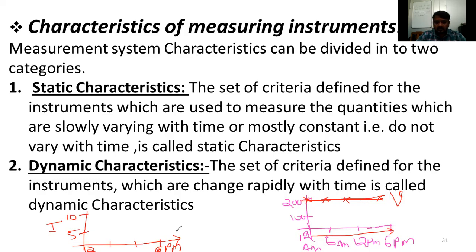At night, 12 a.m., there are only lamps and fans we are going to use. It is almost 5 ampere from night 12 a.m. to morning 6 a.m. Suddenly in the morning 6 a.m., your mother will get up and switch on the geyser. A 15 or 16 ampere switch is required for the geyser. Washing machine, grinder, mixer: the current increases in the morning. In the afternoon it decreases again, and in the evening, for cooking food, it increases again. So here the output is varying with time.